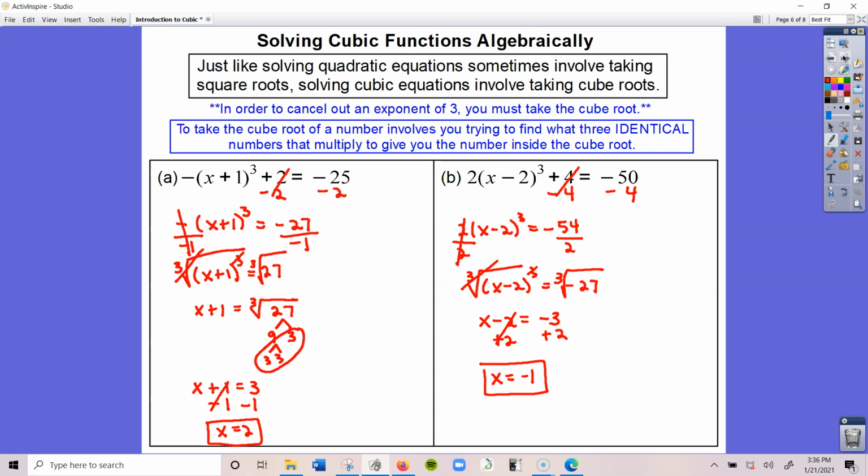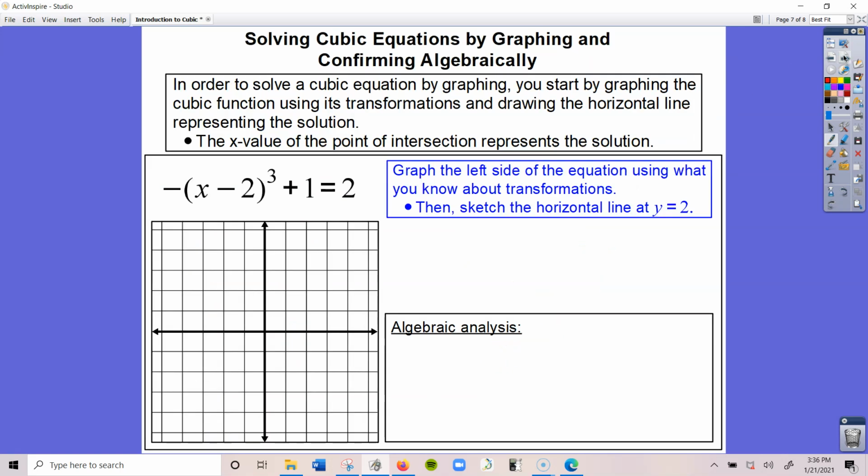We're going to now put all of this together. So here we have this equation, and first we're going to graph it, and then we're going to find the solution to the equation using the graph. Once we found our solution, we are going to confirm that solution by doing the algebra. So first, we're going to write our rule for our transformed function here.